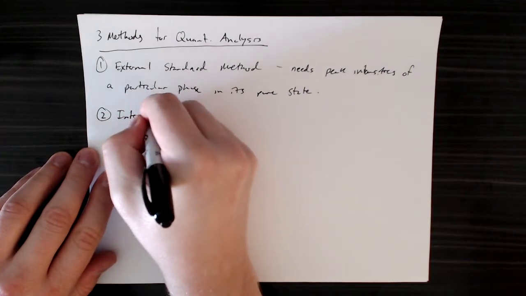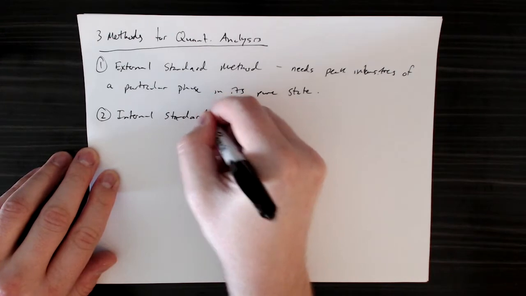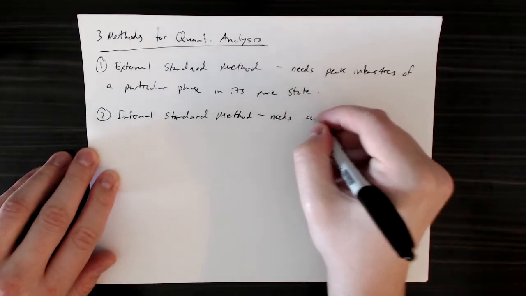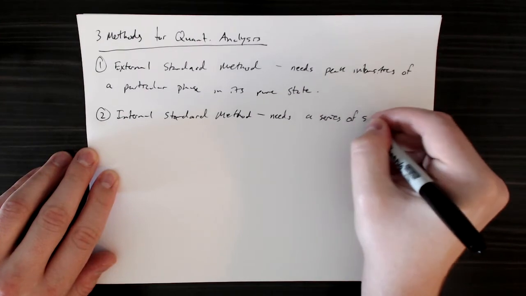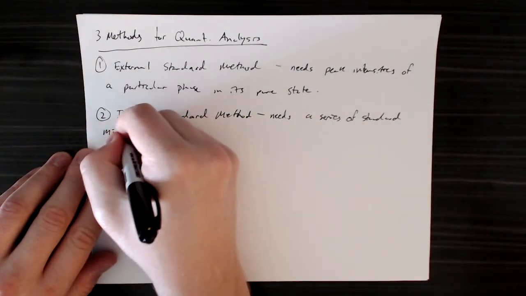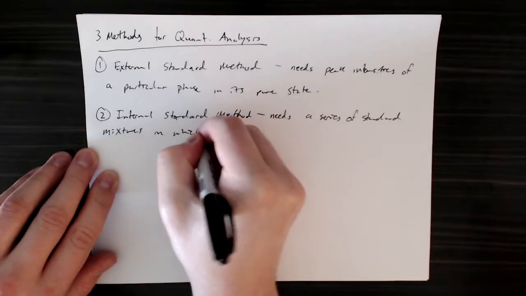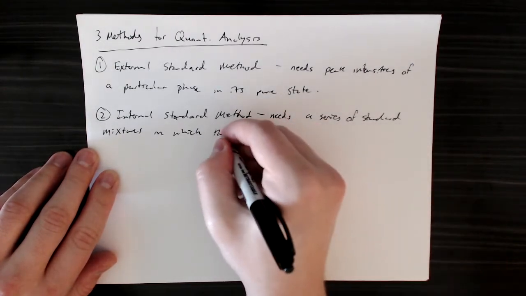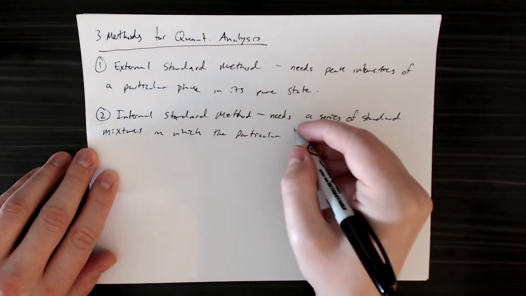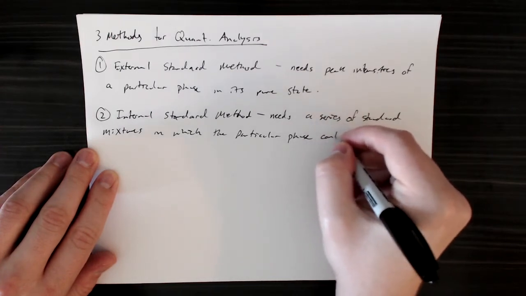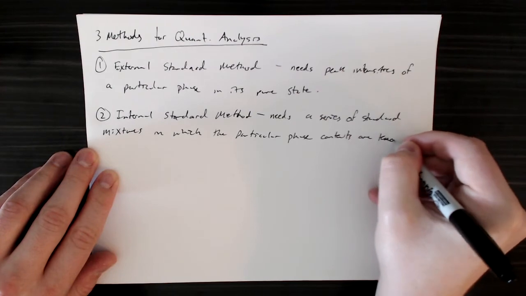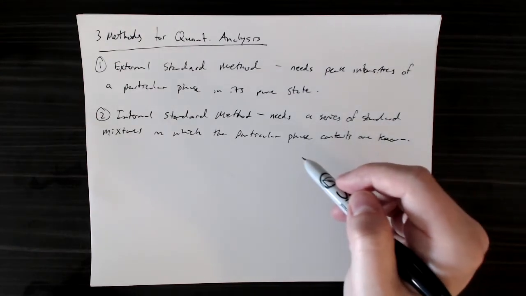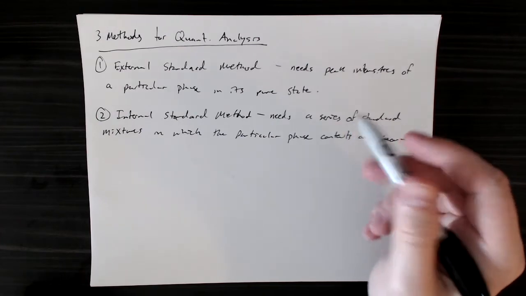One is the internal standard method. This requires a series of standard mixtures in which the particular phase contents are known. So that's another way. We basically make a series of standards for that particular phase with the known amounts, and we compare it to what we have.